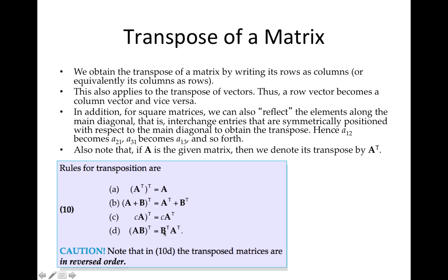Note that in this particular rule, 10D, the transpose matrices appear in reverse order. So here we have A times B, take the transpose. Here we have B first, take the transpose, and then A, take the transpose.